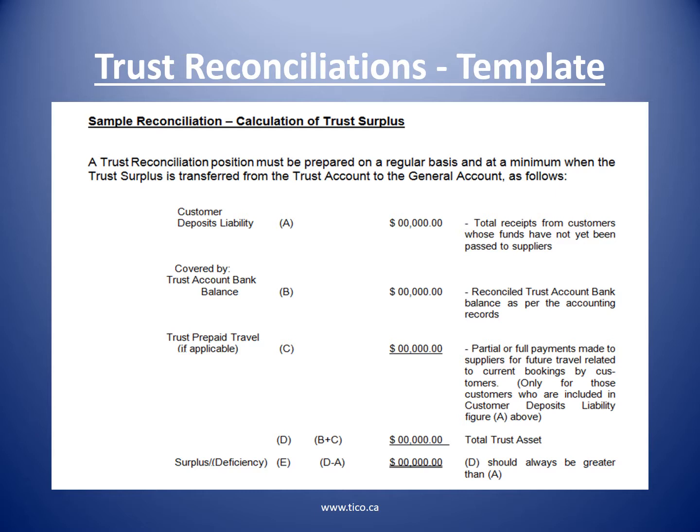The first of these components is the customer deposits liability balance. This represents total receipts from customers for travel services that have not yet been passed on to suppliers and the service has not been fully provided, meaning that the customer has not yet returned from their travel. Any balance reflected as a customer deposits liability must be supported by a listing of what makes up this balance by customer name, invoice number, and deposit date.